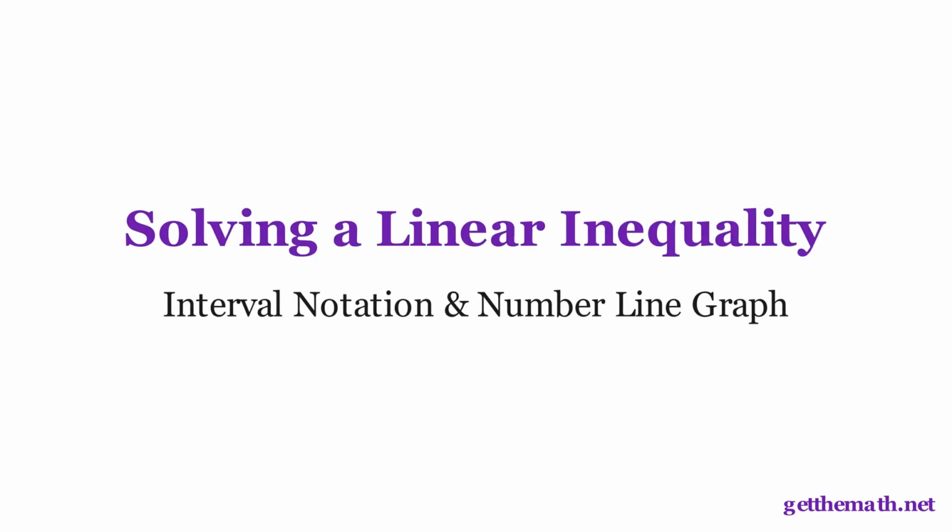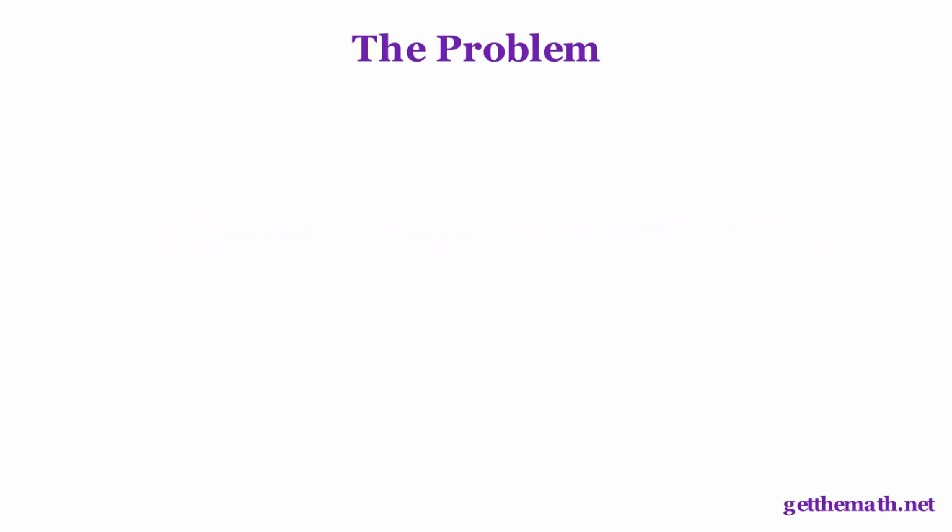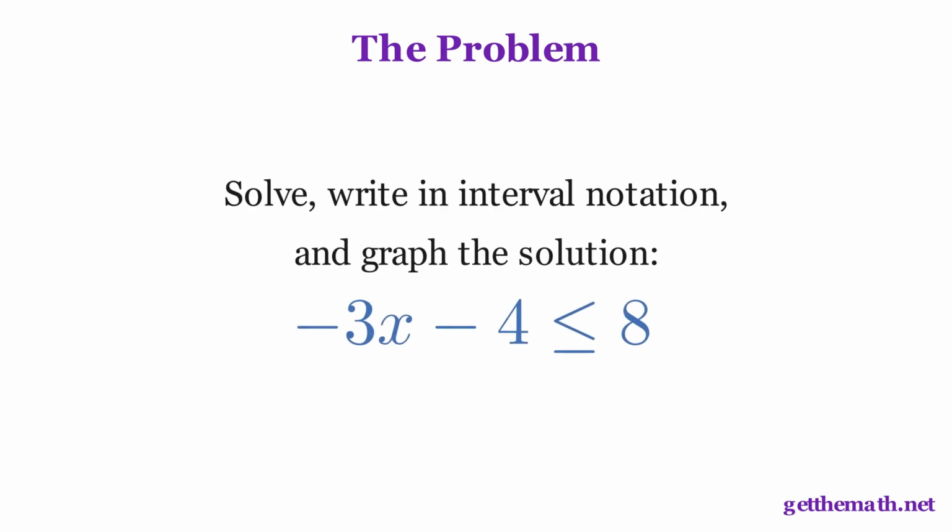Today we are solving a linear inequality, writing the answer in interval notation, and graphing the solution on a number line. Here is the problem. Solve negative 3x minus 4 is less than or equal to 8. Write the answer in interval notation and graph the solution.